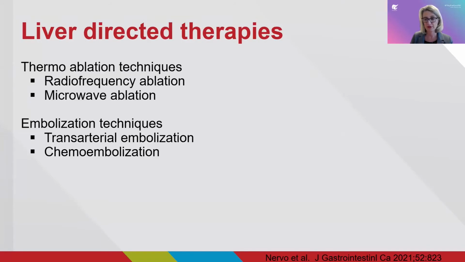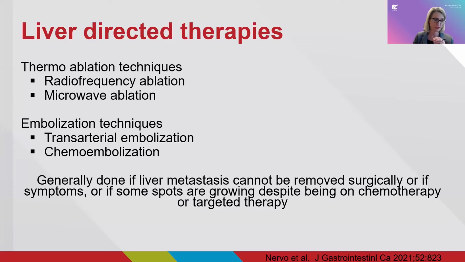I'm not going to go through these extensively, but just so you're aware, there's a couple different types of things that we can do if you have liver spots that are growing and causing symptoms. They can ablate them with radiofrequency ablation or microwave ablation, where they go in, put a catheter in and kill those cells. Or embolization, meaning they can actually put chemotherapy or other agents in the blood vessels that are feeding the tumors to kill off those cells. The people who do that are the interventional radiologists in general.